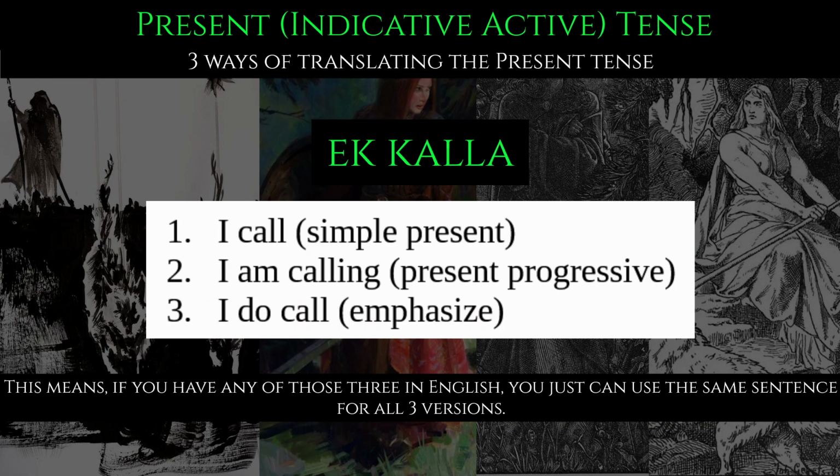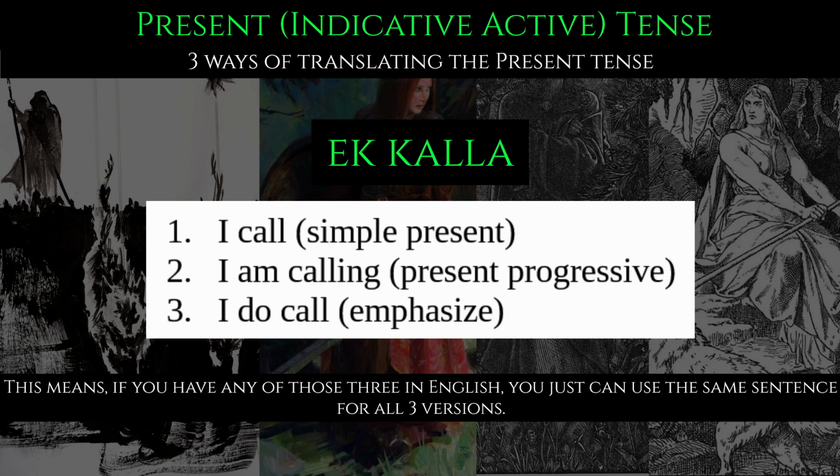But now, one last thing for this lesson. I mentioned earlier 3 ways of translating the Old Norse present. So let's take the example from earlier again, ek kalla. And by now the ending a should be known. So that is the thematic vowel and not a personal ending here.